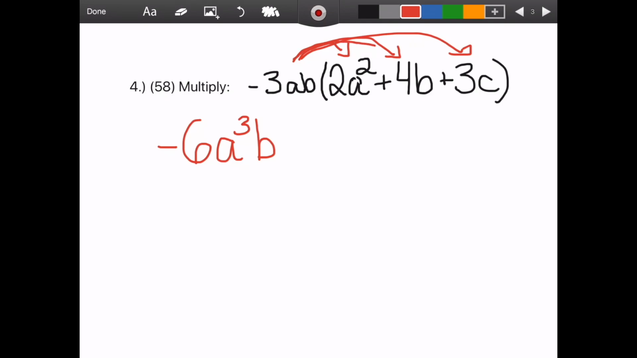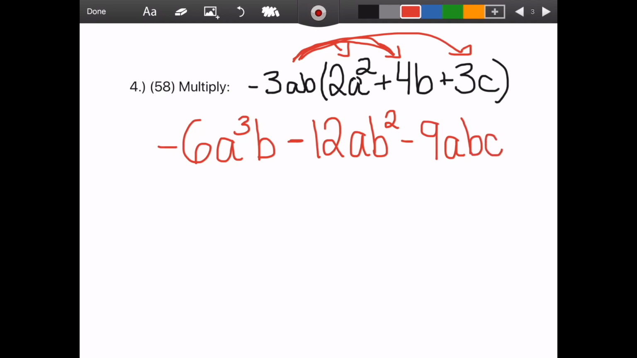Now let's move on to our second monomial that we multiply by. So negative 3 times 4 is negative 12. Then we have a, and then we have b to the first times b to the first, so that's b squared. And then last but not least, we have negative 3 times a positive 3, so that's a negative 9. And we have a, b, and c. And that's it. That's your final answer.